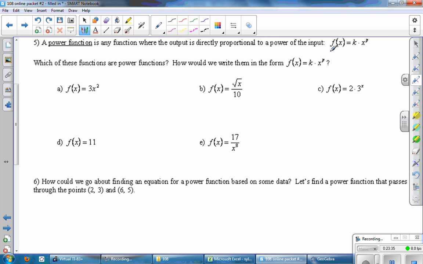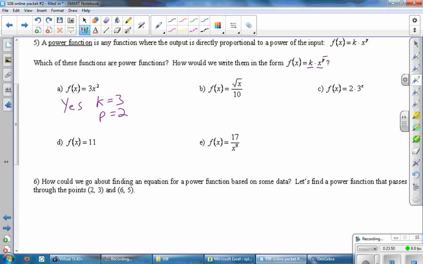Okay, part A, f of x equals 3 times x to the 2. Does it look like k times x to the p? Yes, it does. And in this case, k is simply 3 and p is 2, and we're done.